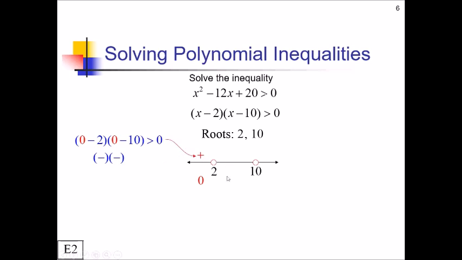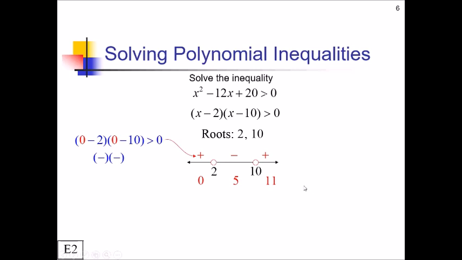And now I move on to the next interval. I need a number between 2 and 10. I'm going to go ahead with 5. 3 would have worked. 9 would have worked. Anything else in there? So 5 minus 2 is going to be a positive. 5 minus 10 is a negative. That's a single negative giving me a negative result. Finally, something to the right of 10. Let's go with 11. 11 minus 2 and 11 minus 10 are both going to be positives, so that whole thing is coming out positive.